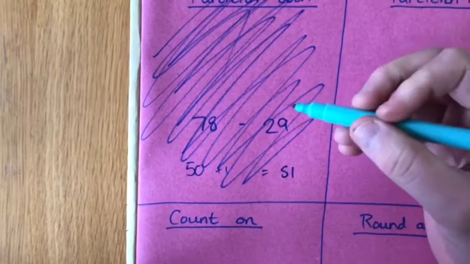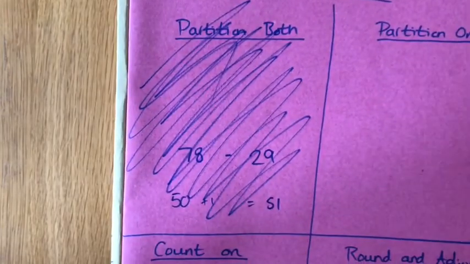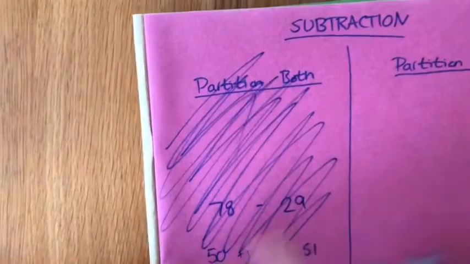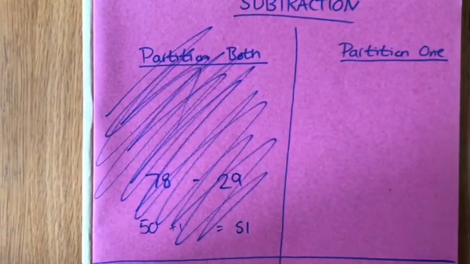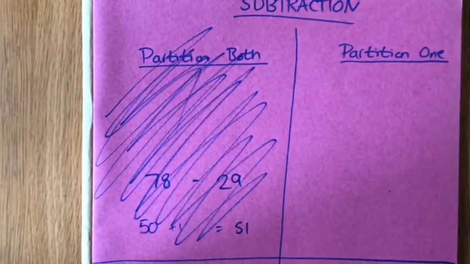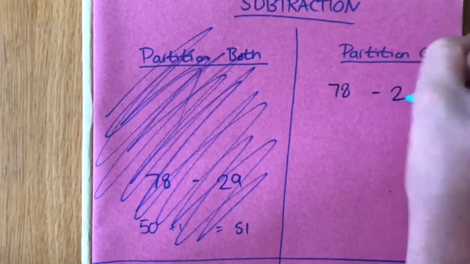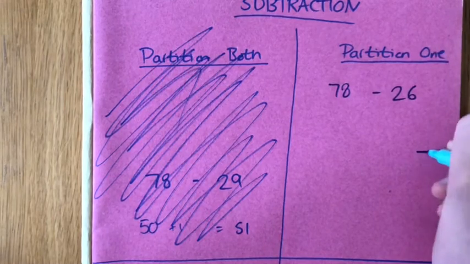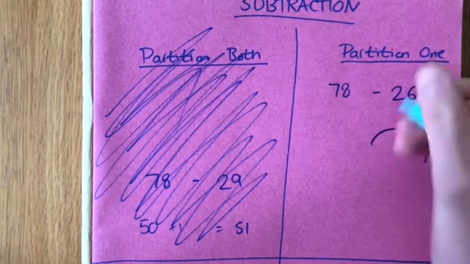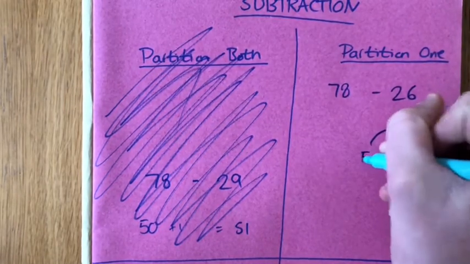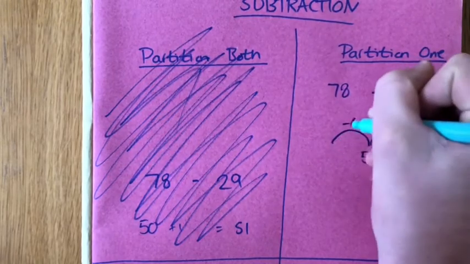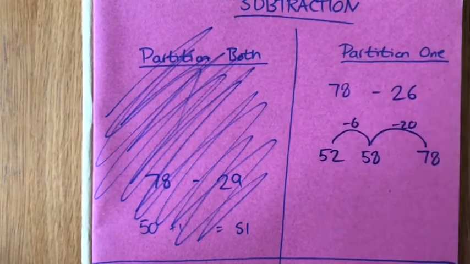Okay, we never, ever, ever partition both when we are doing subtraction. It's okay for addition, not okay for subtraction though. Okay, so partition 1 is a better method. So let's say I've got something like 78 take away 26. Well, I can start at 78, take away 20, which gets me to 58, take away 6, which gets me to 52. And there's my answer.